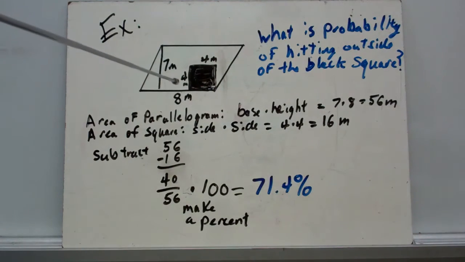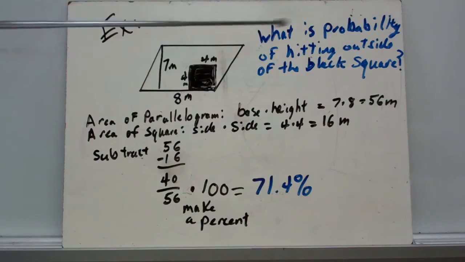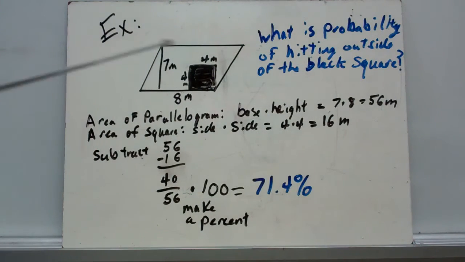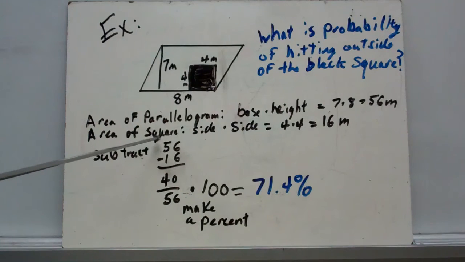And then we need to find the area of the square. The square is a 4 by 4 square. So we're going to take 4 and multiply it by 4 and get 16 meters as the area of the square. So then to find the probability of hitting outside of the black square, we're going to literally remove the area of the square from the area of the parallelogram. So we're going to subtract here. So take 56 and subtract 16 from that.